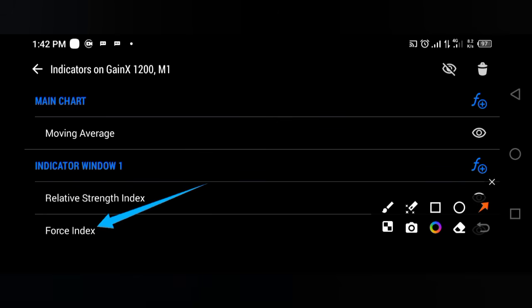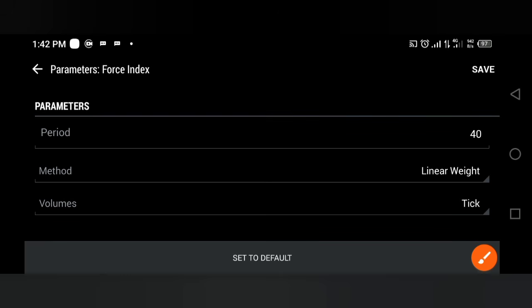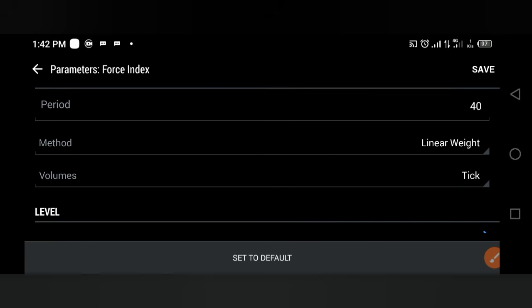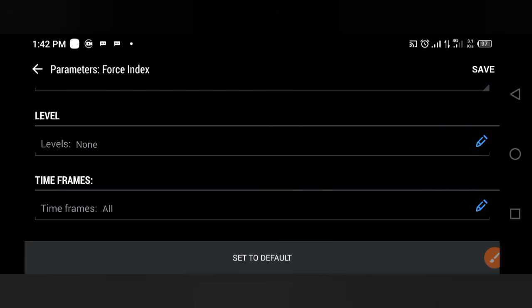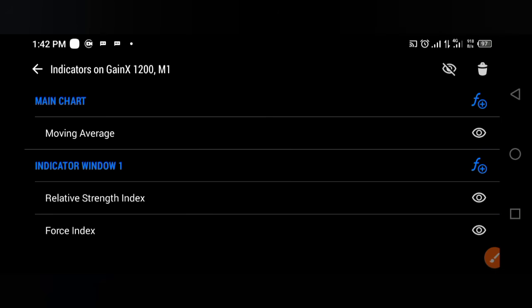Let's check the parameters of the force index. So these are the parameters of the force index. Can you see that? Period 40, the method is linear weighted and the volume is tick. Okay, take a screenshot. Apply to all time frames and then you add your style color, any color of your choice, and then you click on save. Those are the indicators we use for this strategy.